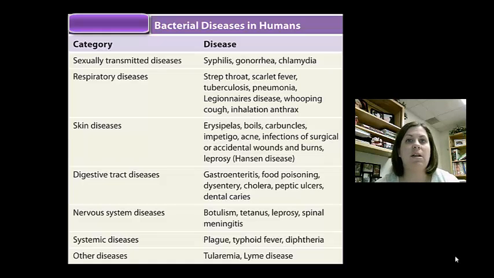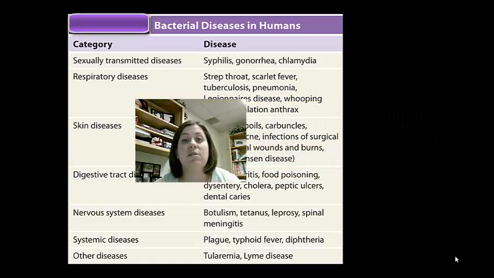Hand washing is one of the best ways to prevent the spread of bacterial diseases. But also vector control. This is where we watch what can carry these different types of diseases, and you get rid of them, like with ticks or things like that.